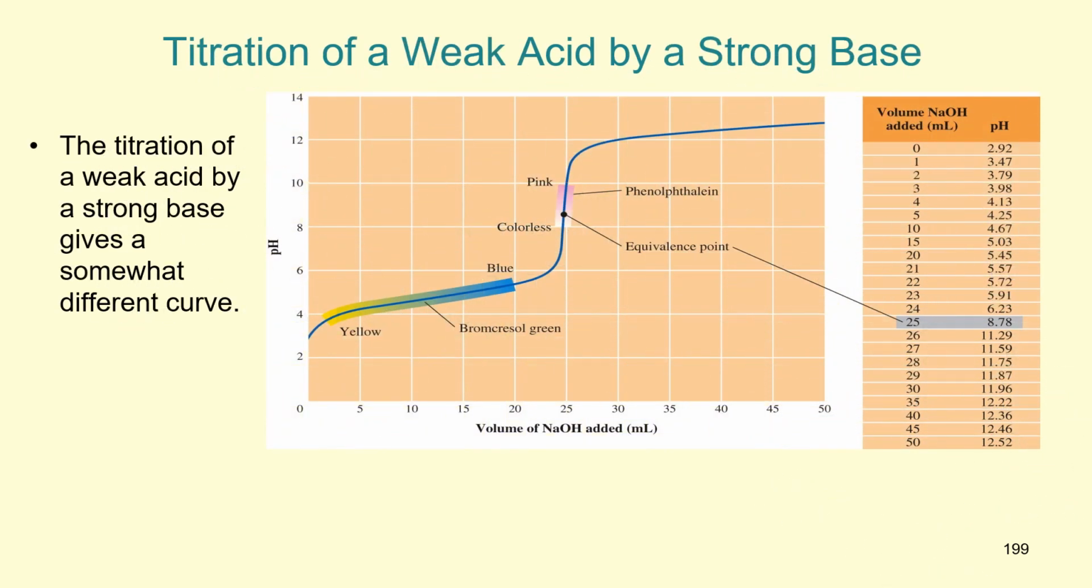All right, now this shows the titration of a weak acid. If you have a weak acid with a strong base, a couple of things are different. First of all, notice that the pH of our equivalence point is greater than 7. Here it is 8.78. Why is that? Because the conjugate base of the weak acid is hydrolyzable.